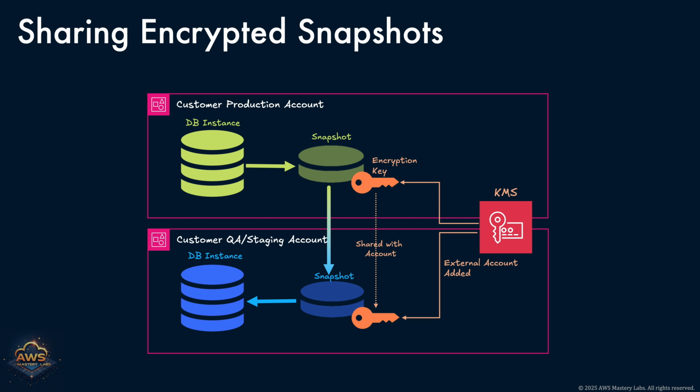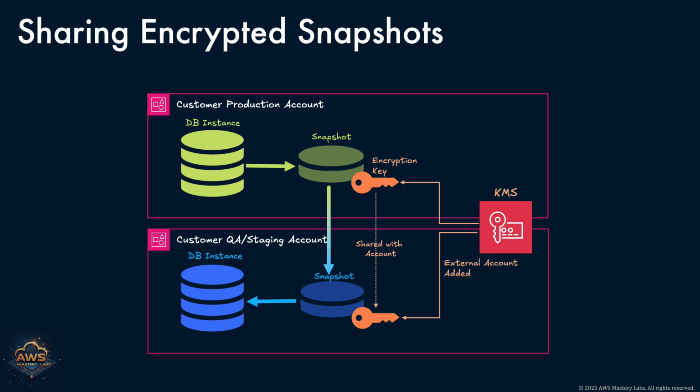Because the database is encrypted, the resulting snapshot is also encrypted using a key managed through KMS. To share this encrypted snapshot with another AWS account, let's say a QA or staging environment, specific steps are required to maintain security. First, the encryption key itself must be updated to allow the receiving account to access it. This means modifying the key policy in AWS KMS to grant decrypt permissions to the external account.